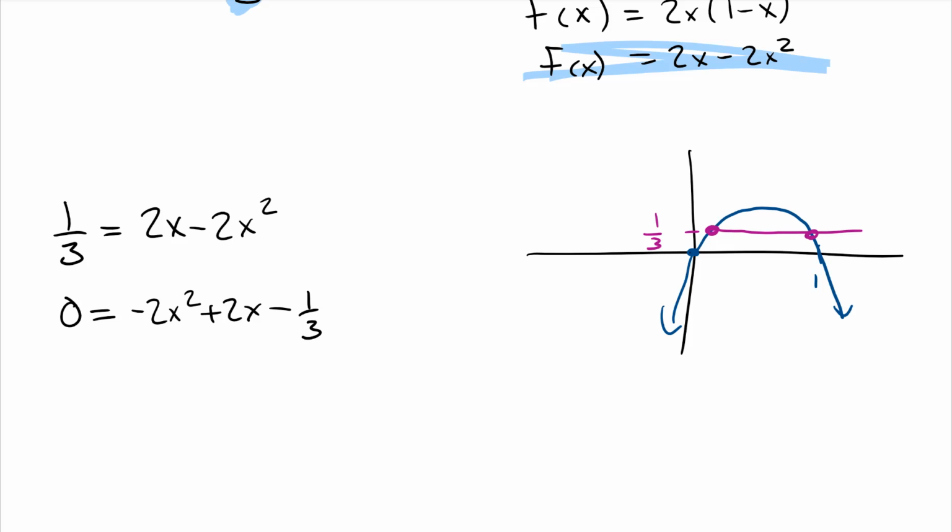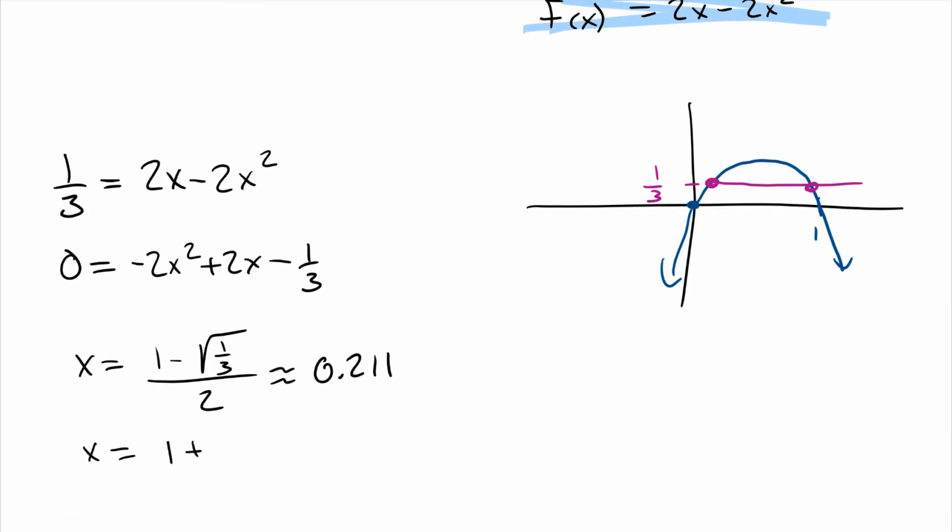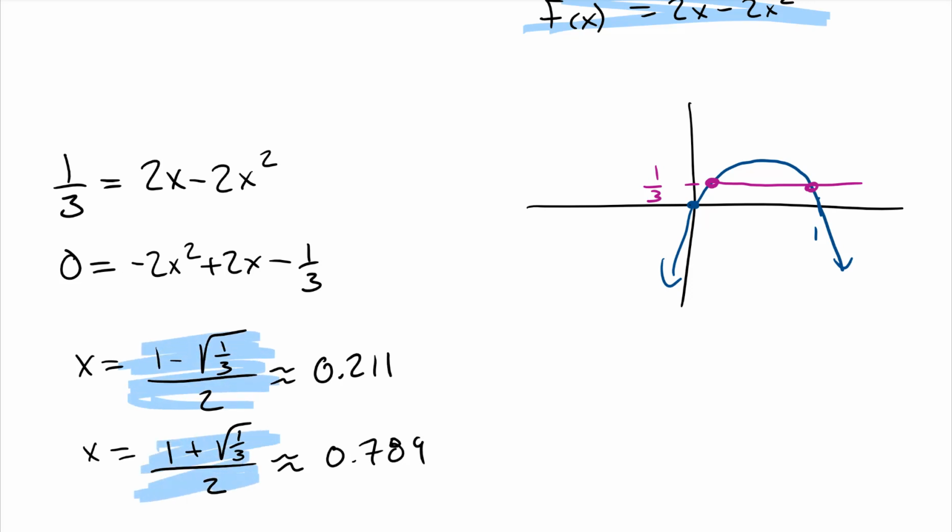and we would find out that x is equal to 1 minus the square root of 1 over 3 divided by 2, and that's approximately 0.211. And you would find that x is equal to 1 plus the square root of 1 over 3 divided by 2, which is approximately equal to 0.789. Now, in class, these are your answers. There's your 2 values. These are exact.